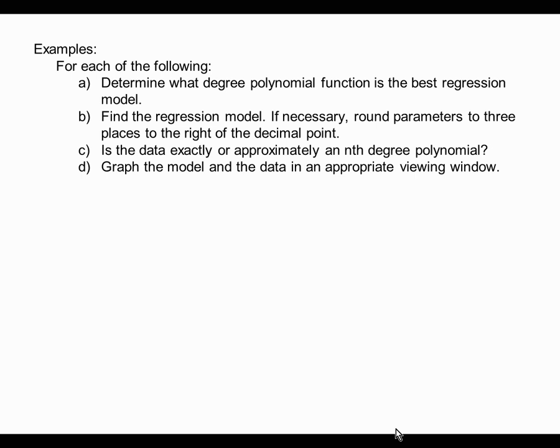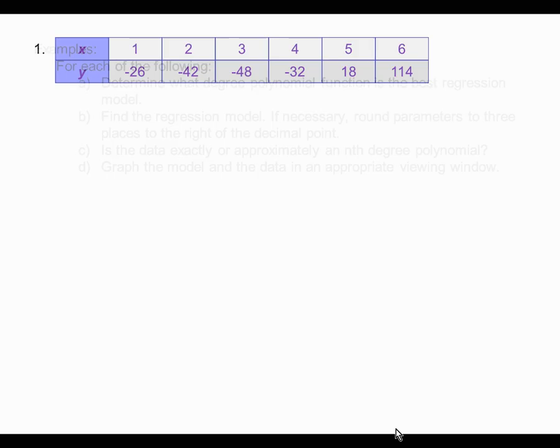Now, if it's given to us in a table, the table can help us with the appropriate viewing window. Sometimes the window may not be large enough for us to actually see an S-shaped or a W-shaped graph and so on. So we're going to find the degree, the model, determine if it's exact or approximate, and then graph. Here's our first one. My x's are 1, 2, 3, 4, 5, 6. My y's are negative 26, negative 42, negative 48, negative 32, 18, and 114.